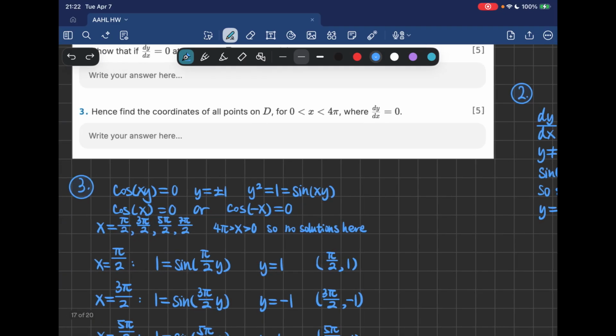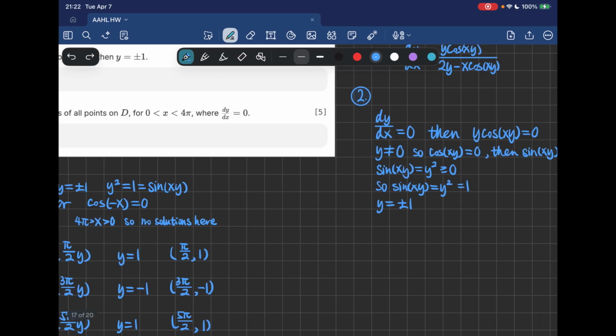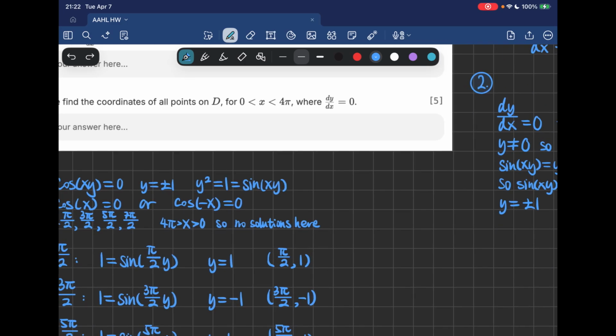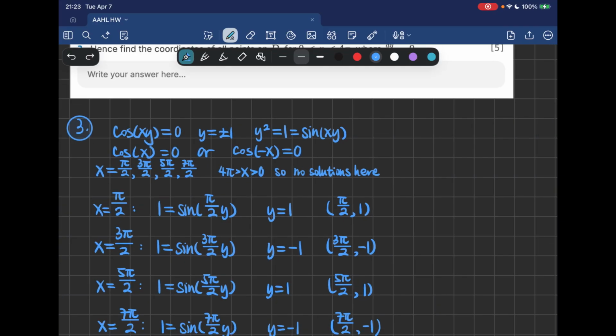And now we want to find the coordinates of all points on D for x in this domain where the derivative equals 0. So just as what we wrote before, if the derivative is 0, then it's cosine xy that equals 0. So there are two cases, like because y can equal to plus or minus 1. So we can write cosine x times 1 equals to 0, or cosine x times negative 1 equals to 0. So that's the two cases for the two possibilities of y.